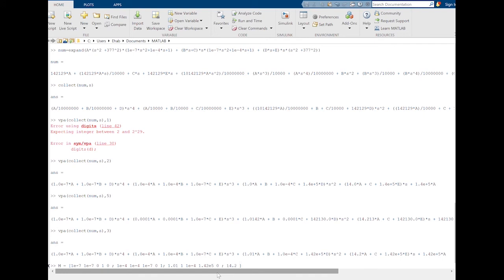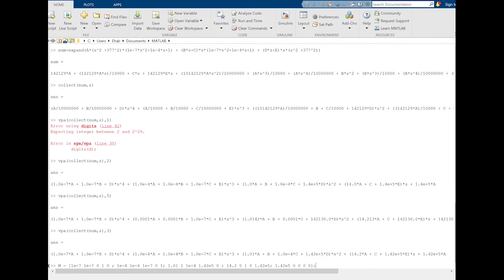And then S is going to be 14.24a. There is no B. C is 1, and then there is no D, so it's going to be 0, and then E is going to be 1.42E5. And then finally the final row, there's just A there, so this is going to be 1.42E5, and then B is 0, C is 0, D is 0, E is 0.